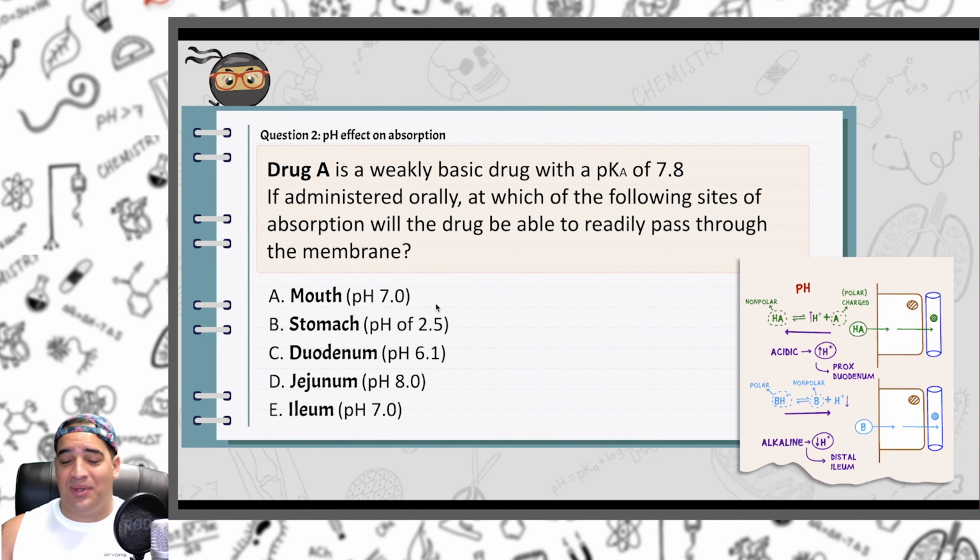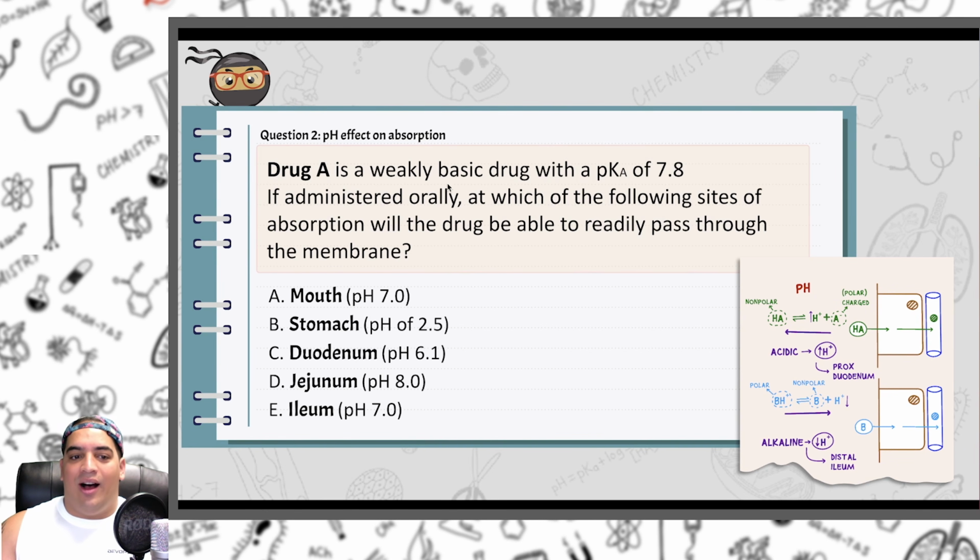All right, second question to really test your knowledge. So we have drug A. It's a weak basic drug with a pKa of 7.8. Now, when we think about these, ideally we want the pKa to get close to the pH, or at least equal the pH, because then we have somewhat of an equal amount of the charged base and the non-charged base in this situation. So if we give this weak basic drug orally, at which one of the following sites will absorption occur best? That's all that we're looking at.